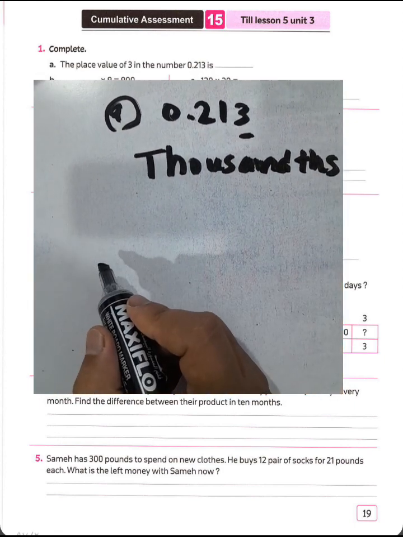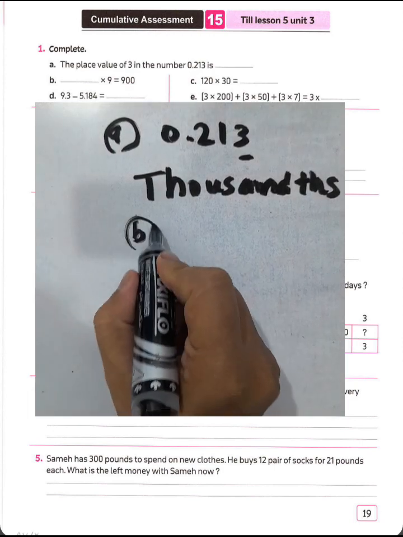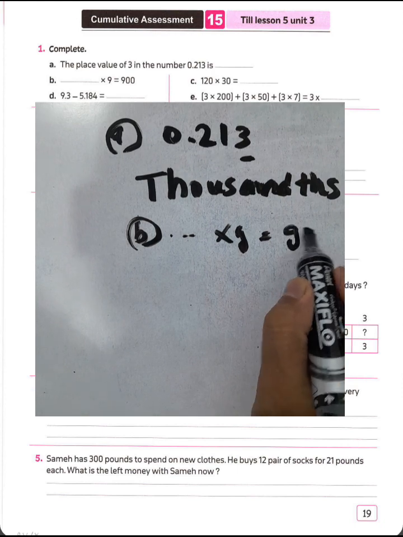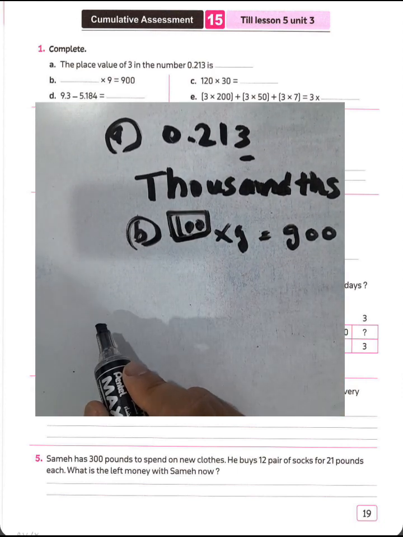Okay. Question letter B. Space times 9 equals 900. We know 9 times 100 equals 900.